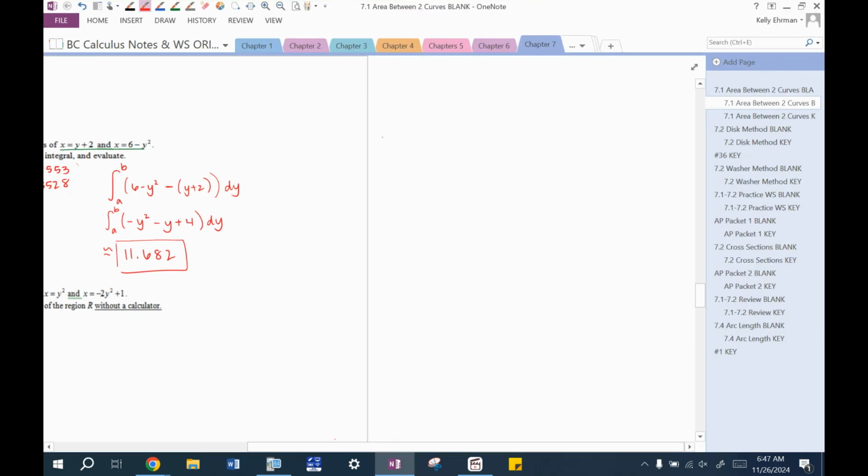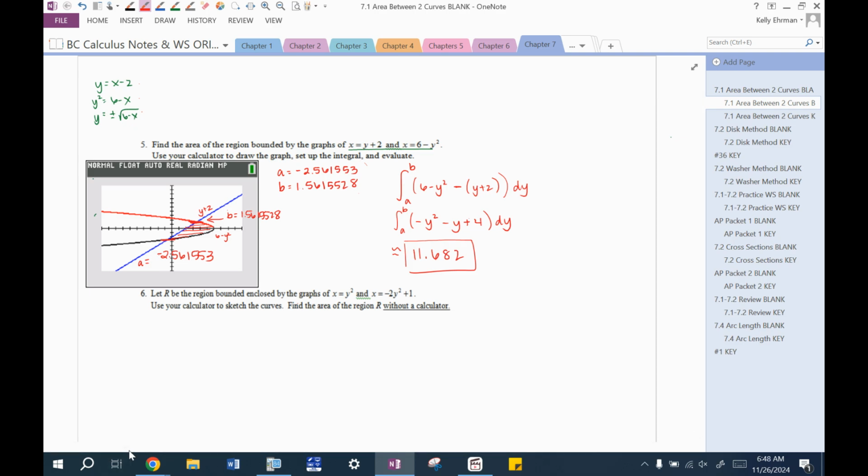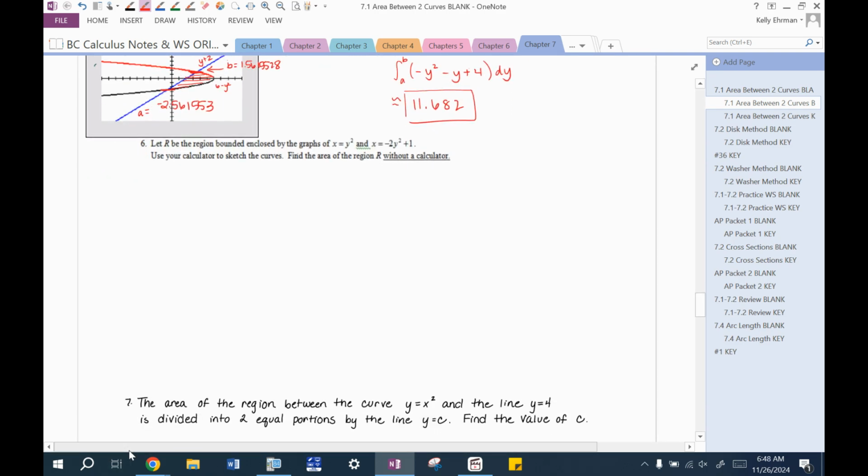All right, let's look at the next problem. Problem number 6 says let R be the region enclosed by the graphs x equals y squared and x equals negative 2y squared plus 1. Use your calculator to sketch the curves. Find the area of the region without a calculator. You can if you want to, but no, I'm not going to, just to save time.